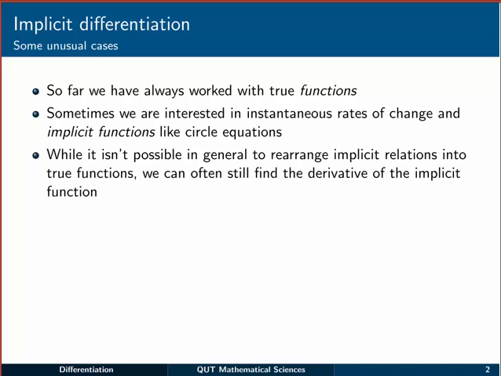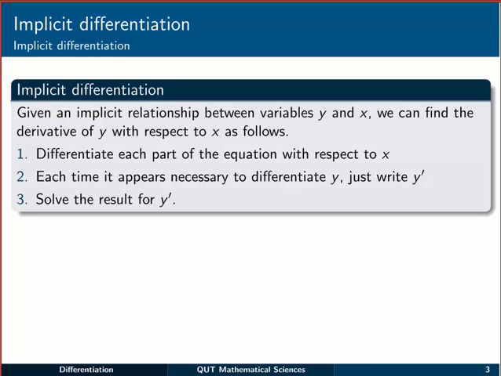So how do we do it? Well, it's actually not that hard. Basically, the idea is, given you've got an implicit relationship between two variables, let's call them y and x like usual, we can find the derivative of y with respect to x by differentiating each part of the equation with respect to x, just like we normally would. Except every time it appears necessary to differentiate y with respect to x, we're just going to write y dash, or dy dx if you like.